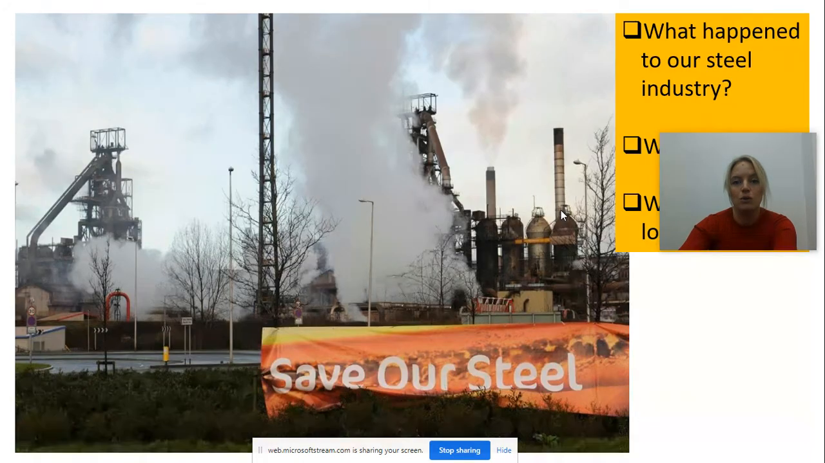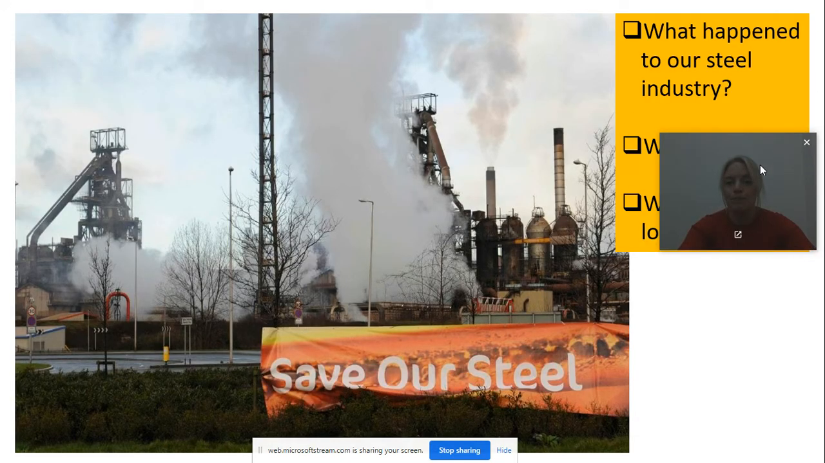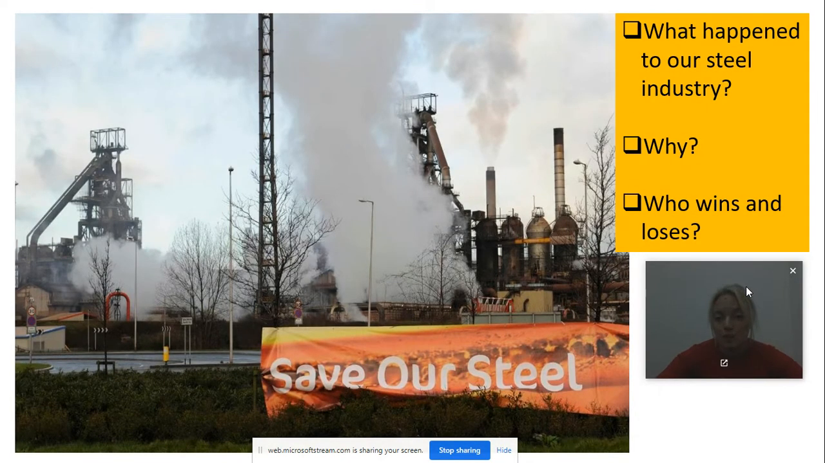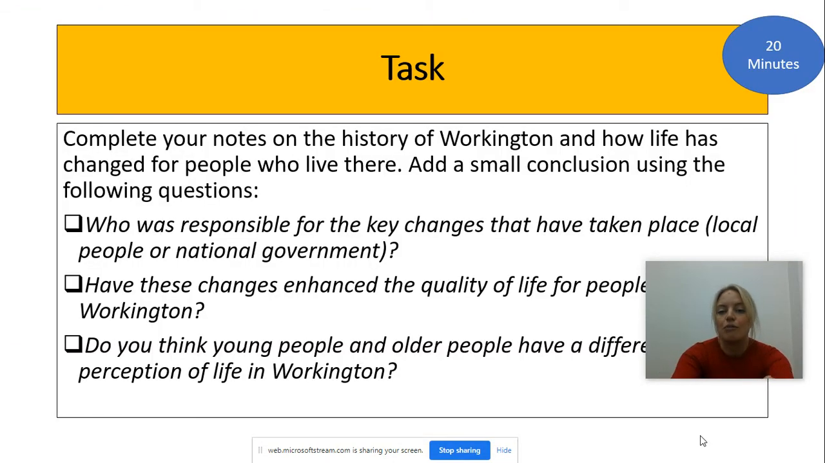Have a little think about our steel industry. What's happened to it? Do we still have it? Has it gone? If it's gone, why is it gone? What's good about this? What's bad about this? And I want you to add it all to your 3 different columns. Okay, so 20 minutes. Here's your task. Off you go.